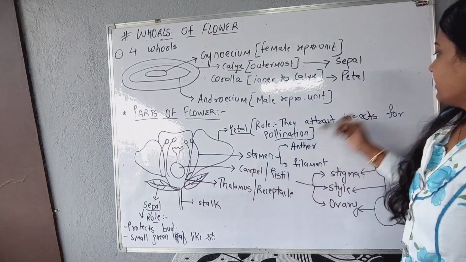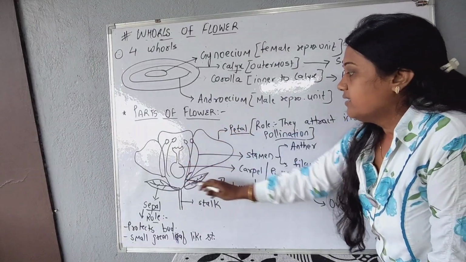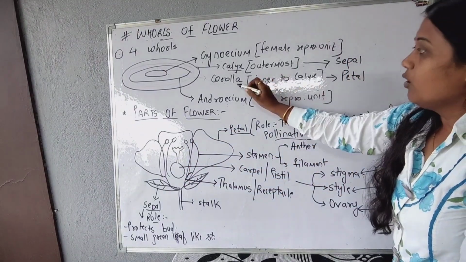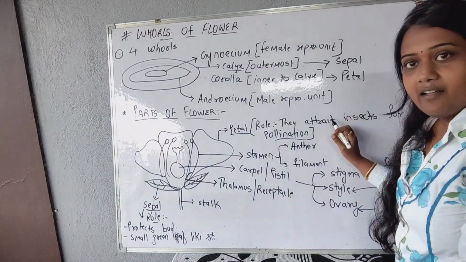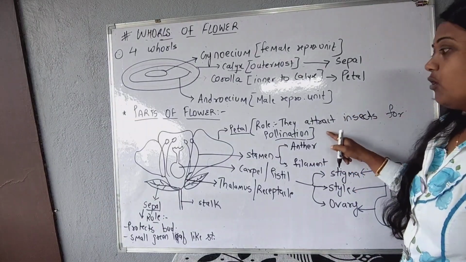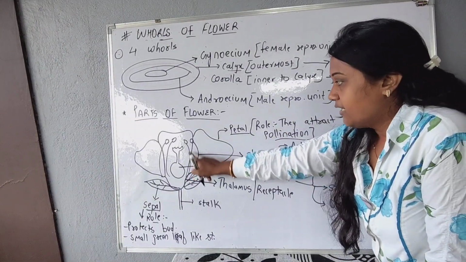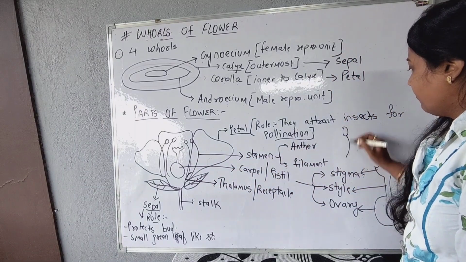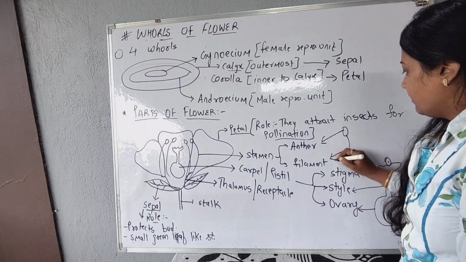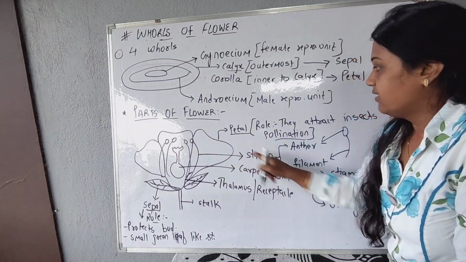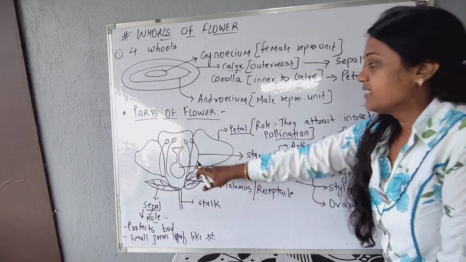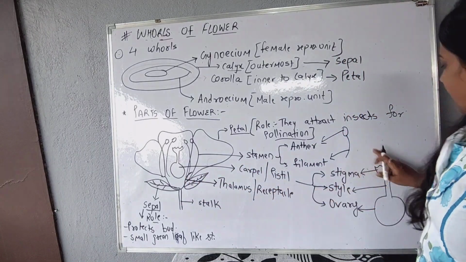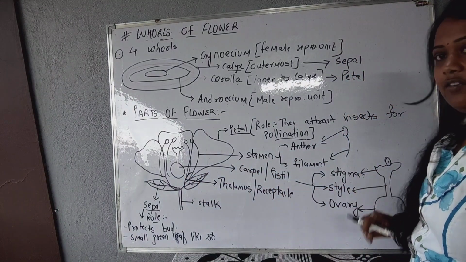Inner to the calyx are the petals. The petals whorl is called the corolla. They are bright, colorful, and they attract the insects for pollination. Then androecium, its unit is the stamen consisting of two parts: anther and filament. This is anther and this is filament. Then the centermost gynoecium, its unit is carpel or pistil, having three parts: stigma, style and ovary.